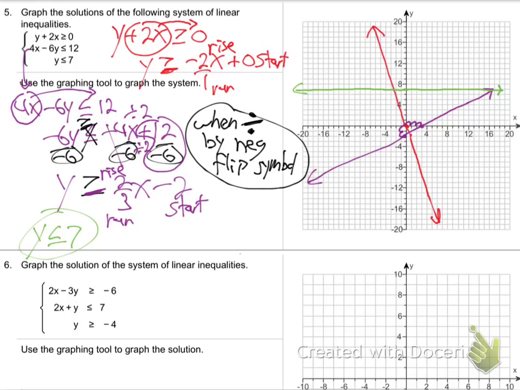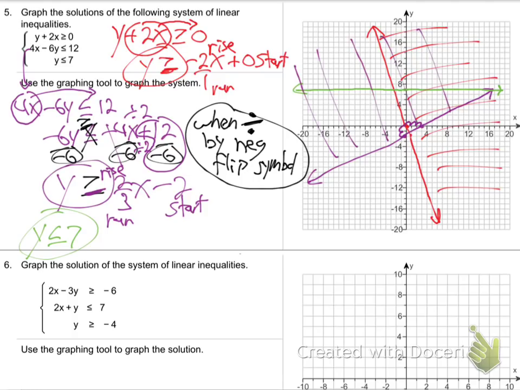You want to find where all three shadings overlap. Start with the red one. Y is greater, so above the red line. Let's do the purple. Y is greater, so it's above the purple line. This is getting messy. And finally with the green, y is less than the green line.